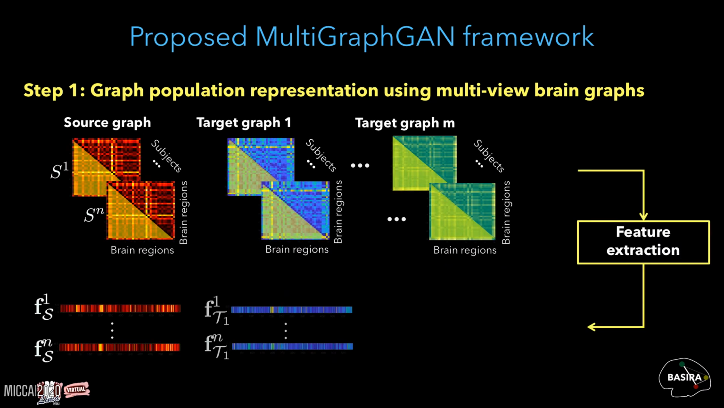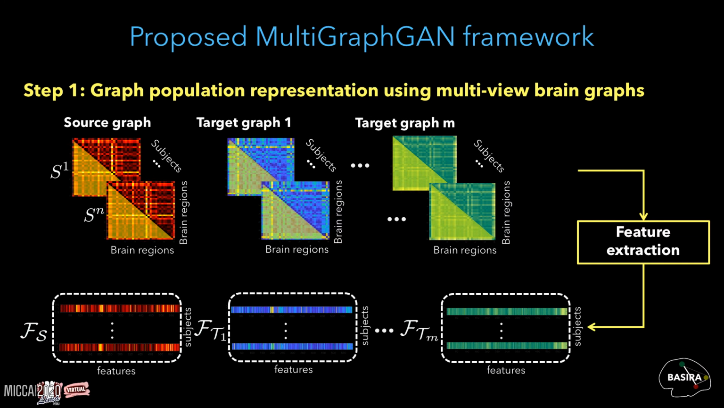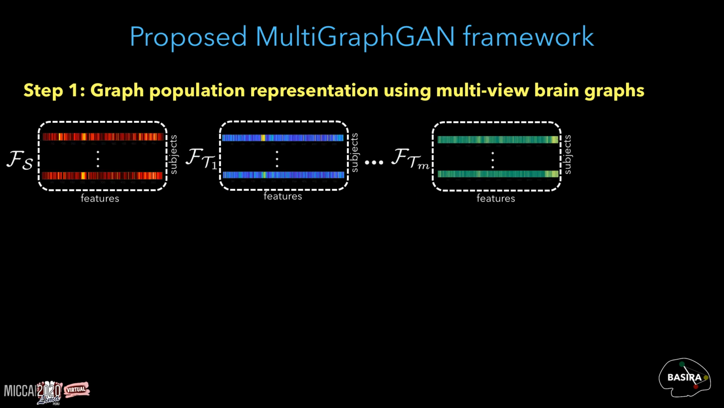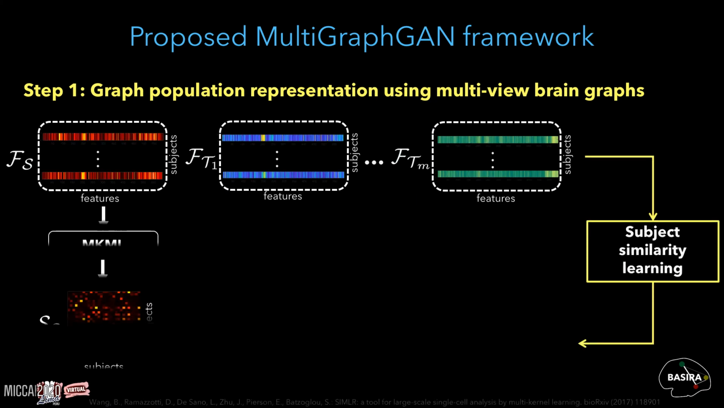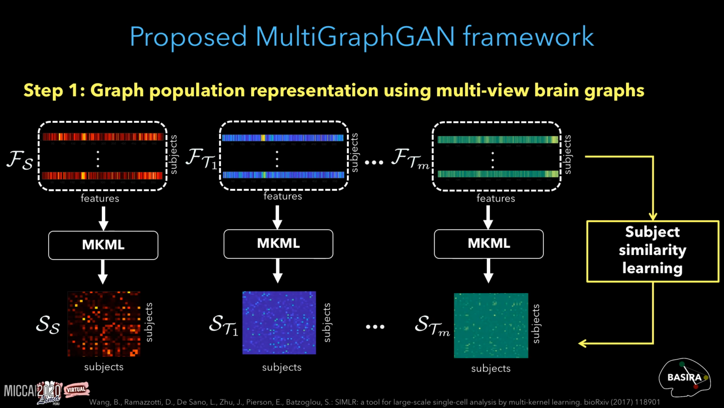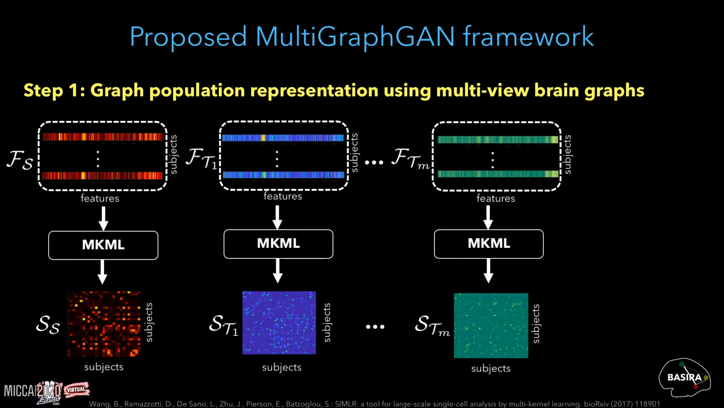So we vectorize the off-diagonal upper triangular part of each matrix to create a feature vector. Next, we stack those features vertically to get a feature matrix F for each target domain T to predict. Next, we learn a sample similarity matrix S for each domain using multi-kernel manifold learning algorithm or MKML, which efficiently fits the statistical distribution of the data by learning multiple kernels.